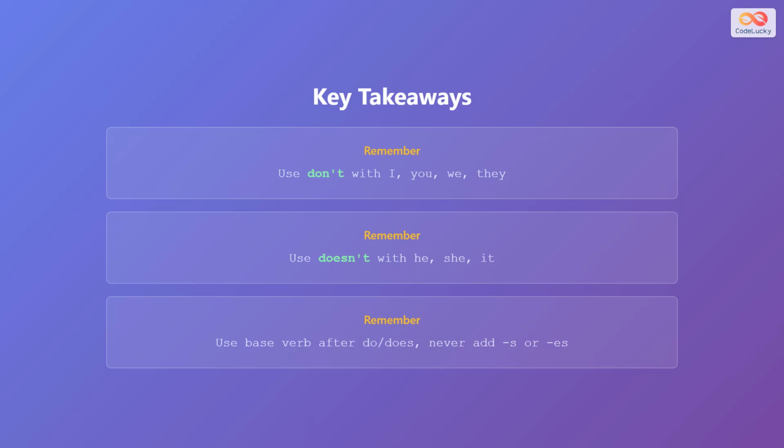Let's remember the most important points. Use don't with I, you, we, and they. Use doesn't with he, she, and it. Always use the base form of the verb after do or does. Never add s or es to the verb. Practice these patterns until they become natural for you.